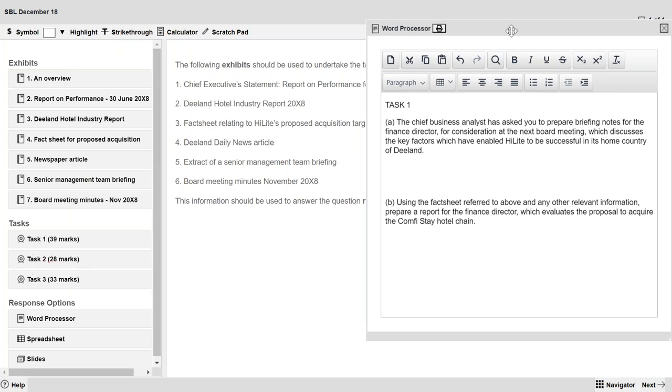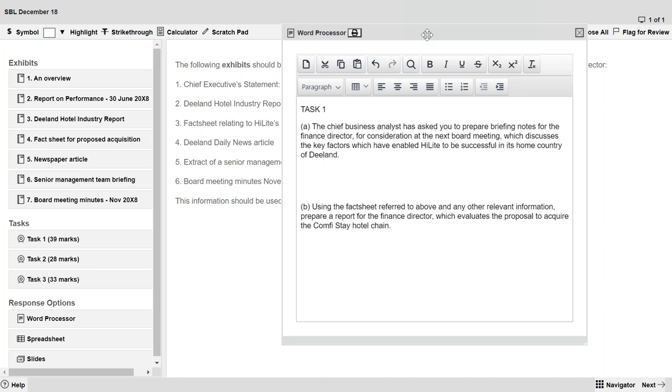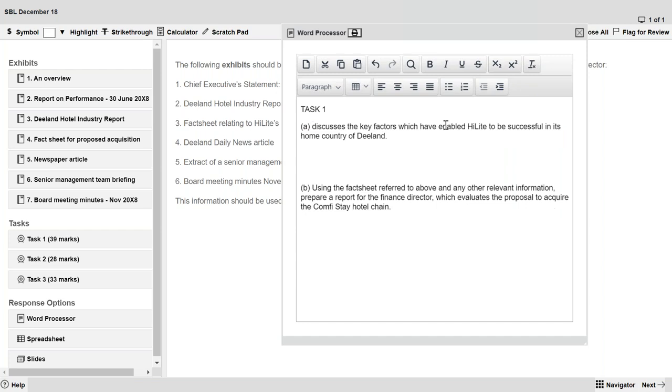So manual students, what you will do is on the last page of your answer sheet, you will just read the requirement. It says the chief business analyst has asked you to prepare briefing notes for the finance director for consideration at the next board meeting, which delete all the scrap. Discuss the key factors which have enabled Highlight to be successful in its home country of DLATS. So I know that we need to look for key factors which have enabled us to be successful. So you just write key success factors or key factors which have enabled Highlight to be successful.